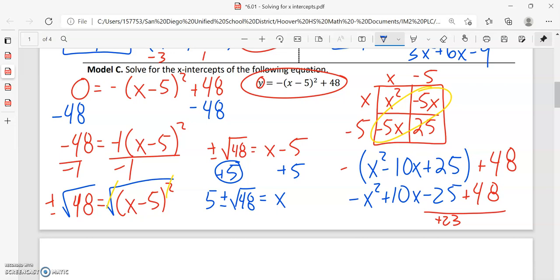Now, if you have to graph this, you're going to want to approximate this answer. Square root of 48 is approximately 6.9. So we have 5 plus 6.9, which would equal 11.9. And then 5 minus 6.9, which would give us negative 1.9. So those are our two answers, and you can see they're decimals, which is why we were not able to easily factor it earlier.